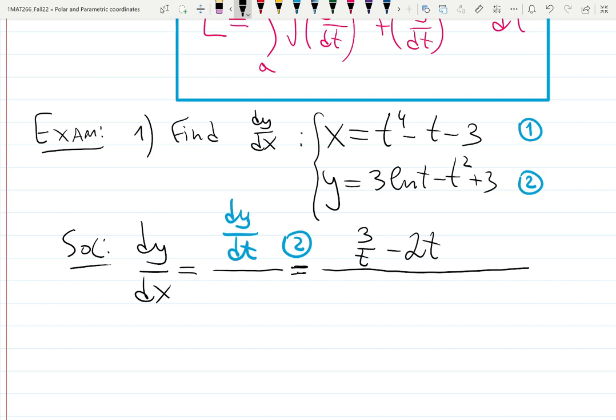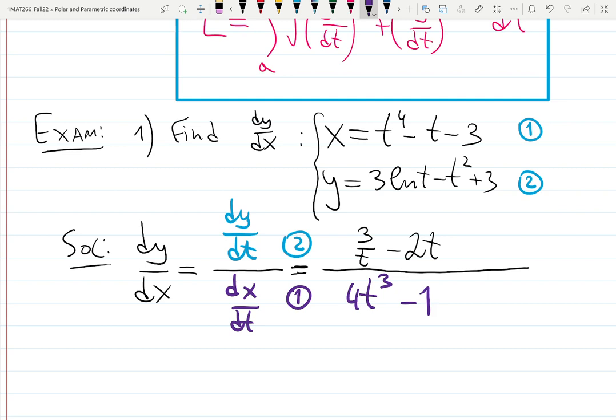How about the denominator, the derivative of x with respect to t? We're using formula number 1. Anyone over here at the very end? What is the derivative of x with respect to t? Just yell loudly. 4t to the third, perfect. Minus 1, amazing.